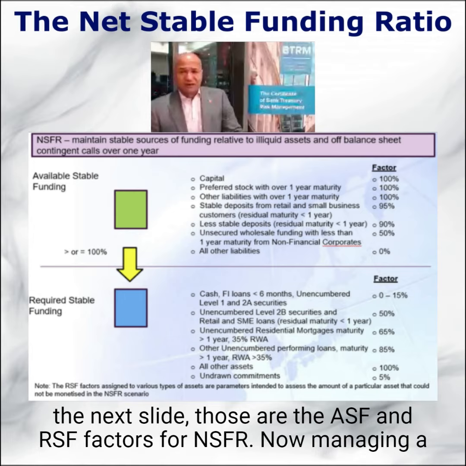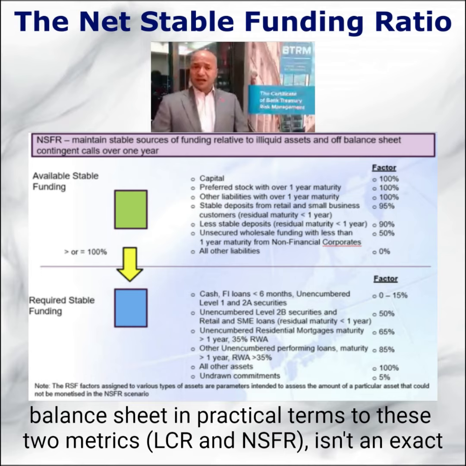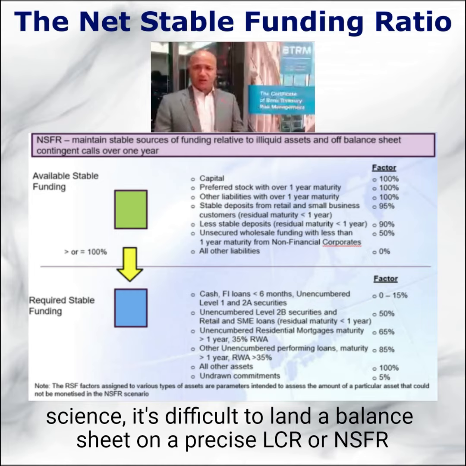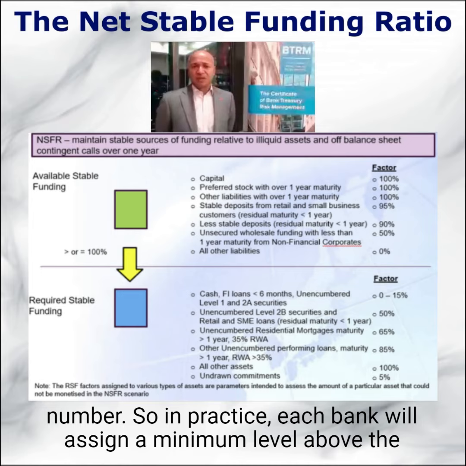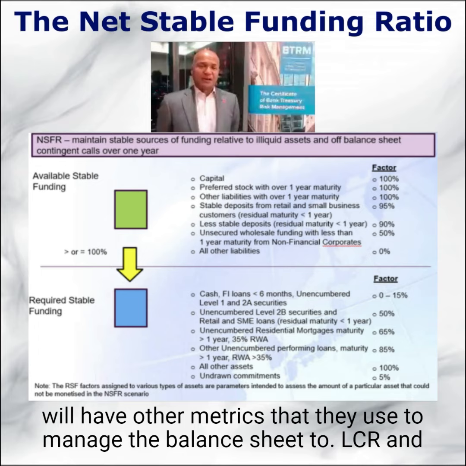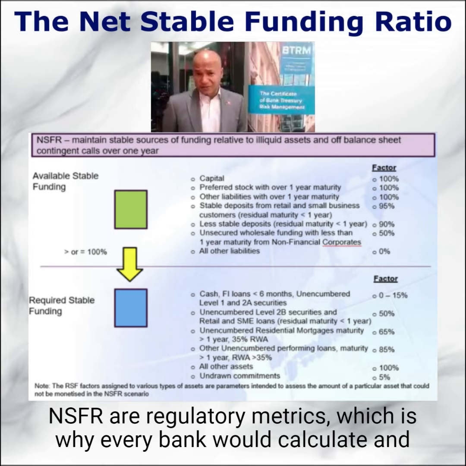Now, managing a balance sheet in practical terms to these two metrics isn't an exact science. It's difficult to land a balance sheet on a precise LCR or NSFR number. So in practice, each bank will assign a minimum level above the regulatory minimum that allows for volatility in LCR and NSFR, and they will have other metrics that they use to manage the balance sheet to. LCR and NSFR are regulatory metrics, which is why every bank calculates and reports them and adheres to their minimums.